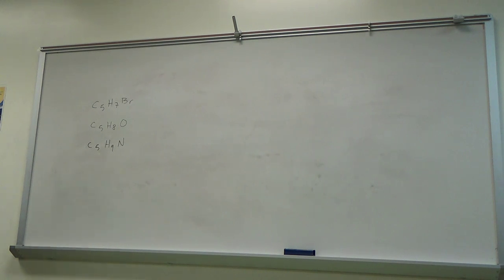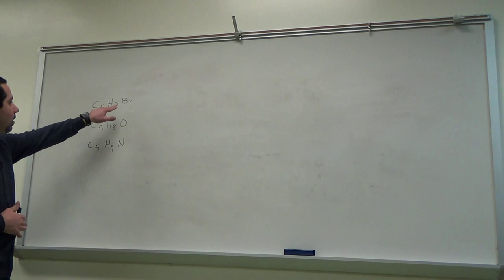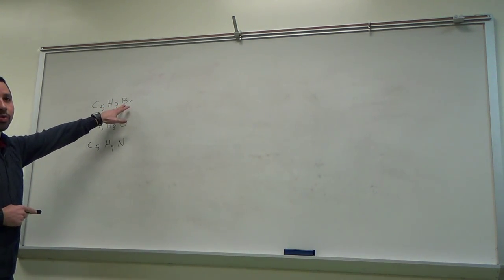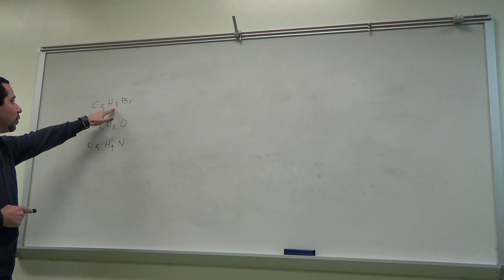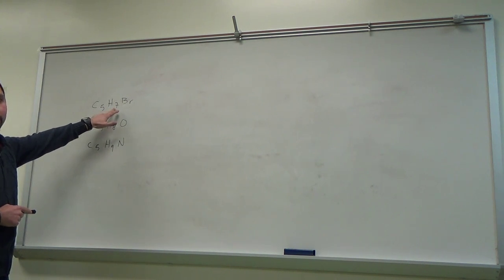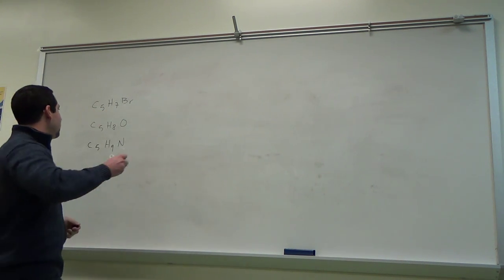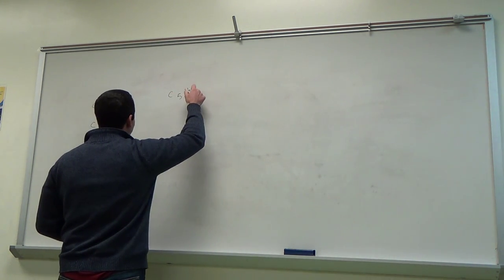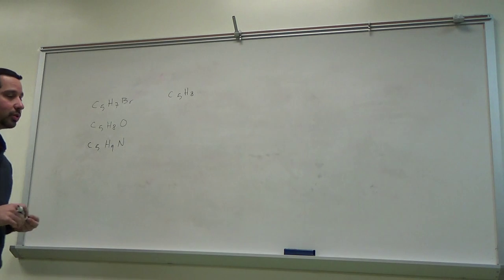So the H7? Whenever you see a halogen on your molecule, what you are going to do is imagine this halogen is a hydrogen. And what is that going to do to this overall number? It's going to increase it by one. So this is supposed to look like C5H8.